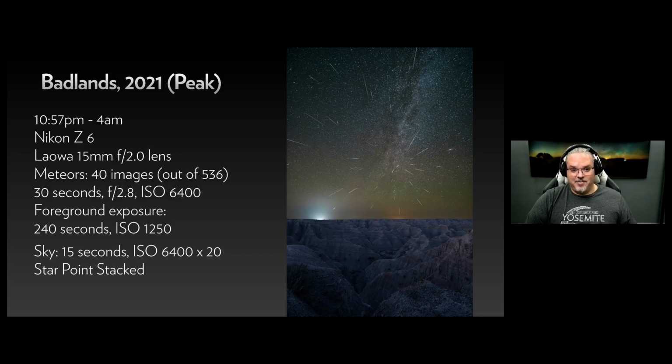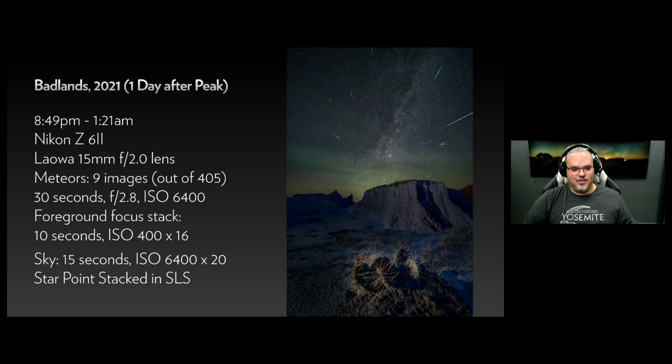It was a 15 millimeter vertical again. And 40 of those images had meteors in them. And it shows. There's a lot of meteors in frame here, right? And there was a separate foreground exposure, which was shot while there was still some light in the sky. And then there's a star point shot, and then there's all the meteor shots. And again, we're going to get into that. I'm just showing you some examples now.